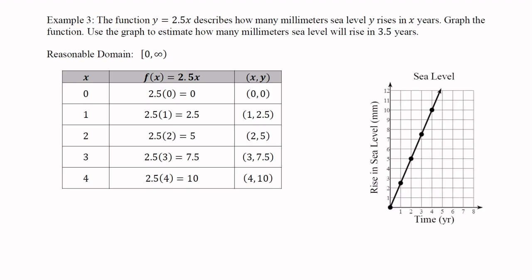those points, and then we will connect those points, in this case, with a straight line, because this is a linear function. We'll talk more about linear functions in a later unit. So over time, in our x value, we have our rise in sea level. So now we can use this graph to look at 3.5, which is halfway between 3 and 4. We can follow that value up to our graph and then back to our y value to estimate how much that is. And the estimate is that the sea level will rise about 8.75 millimeters in 3.5 years.